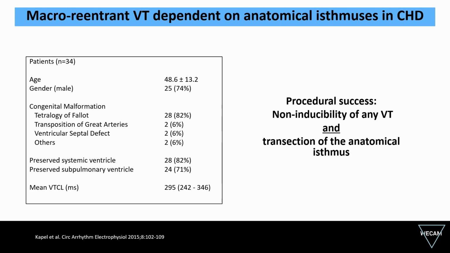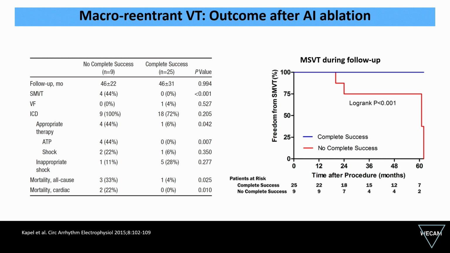This was the first cohort of mixed cohorts. The majority were Fallot patients, and as you can see, the cycle length was quite short. So these are fast VTs in the majority of patients. And if you achieve conduction block and non-inducibility, this is a complete success group, then the outcome in terms of monomorphic VT is very, very good, and we still follow the patients.